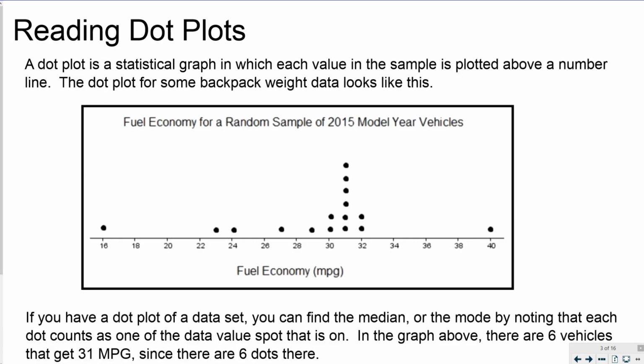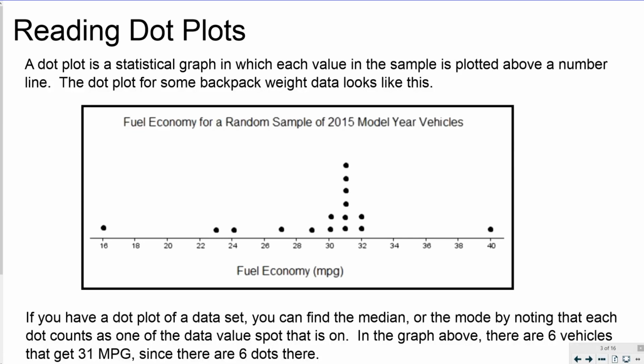Reading dot plots is the first thing that we need to understand for this section. A dot plot is a statistical graph in which each value in the sample is plotted above a number line. The dot plot for some fuel economy random sample for 2015 model year vehicles looks like this.